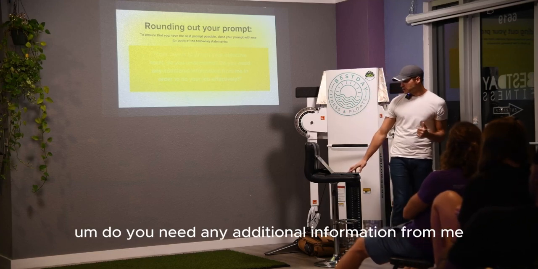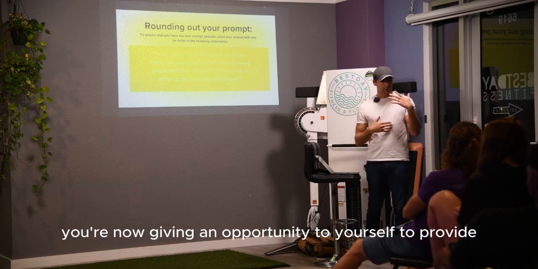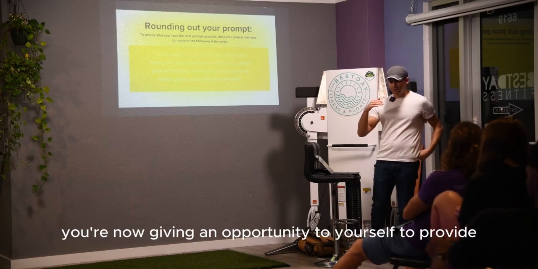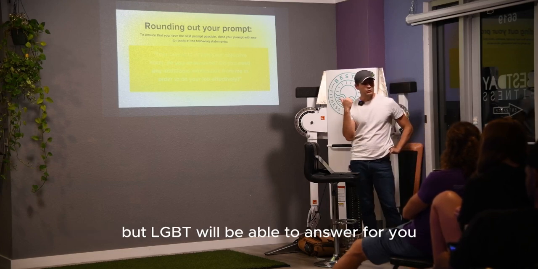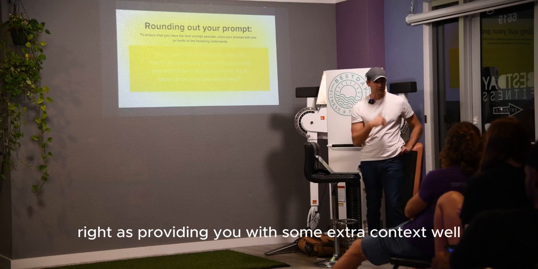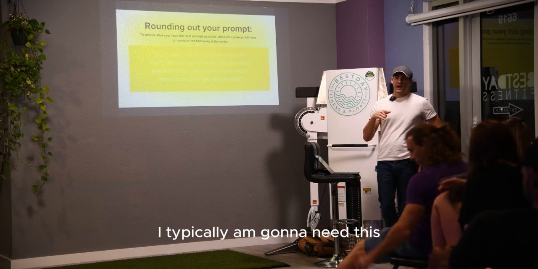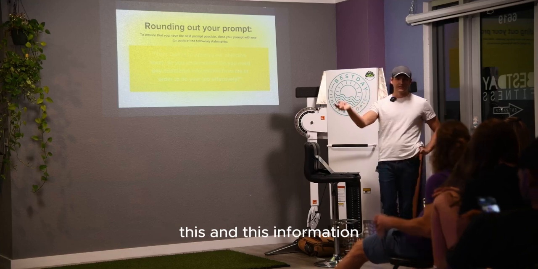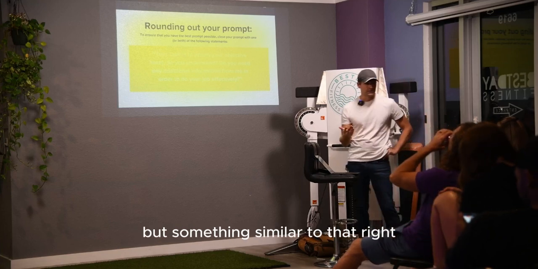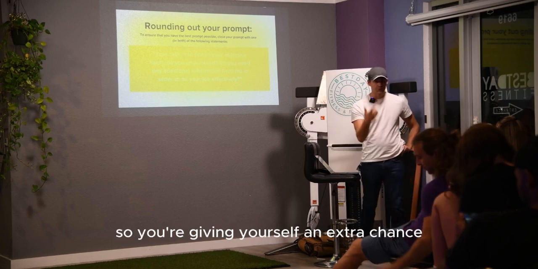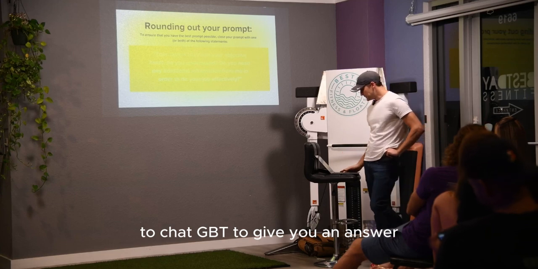Do you need any additional information from me? You as the user, you're now giving yourself an opportunity to provide extra information that you may not have thought about, but ChatGPT will be able to answer for you, right? It's providing you with some extra context. Well, in order to do this, I typically am going to need this, this, and this information, which you have not provided to me. It's not always going to say that, but something similar to that, right? So you're giving yourself an extra chance to provide as much information as you can to ChatGPT to give you an answer.